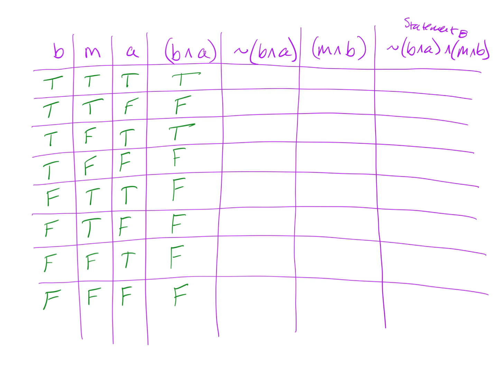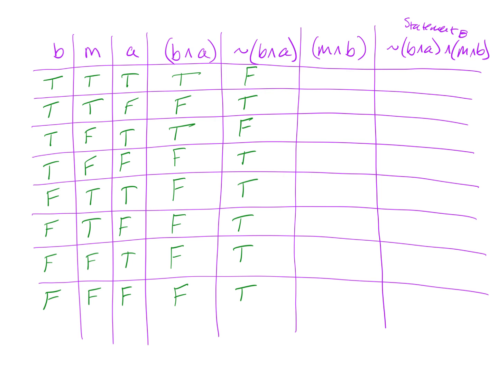Okay, then in my next column, I have not B and A because that is part of my final statement. So I'm just going to reverse the truth values on my B and A column. So this is going to be false, true, false, true, true, true, true, true.